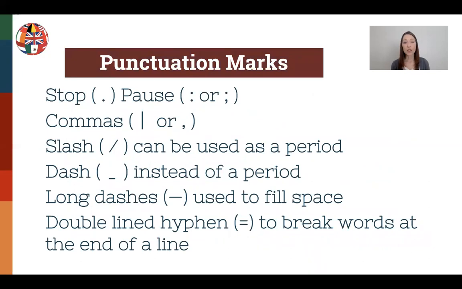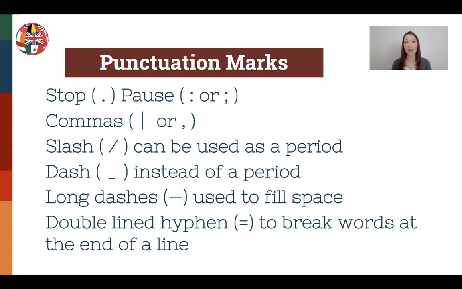All right, punctuation marks, like we said before, there isn't a whole lot for quite a while of punctuation marks, but these are some of the things that you might see. Stop is a period, pause are like a colon, semicolon, and a comma. Commas, like we had talked about, could be a perpendicular line or just a regular comma like we're used to seeing. A slash mark can be used for a period. A dash can be used as a period.